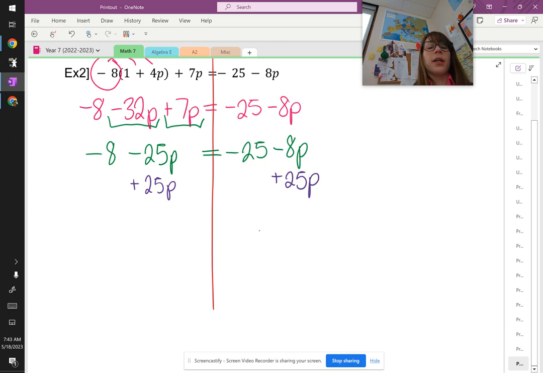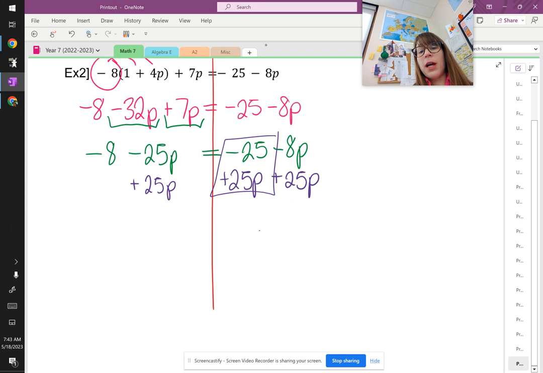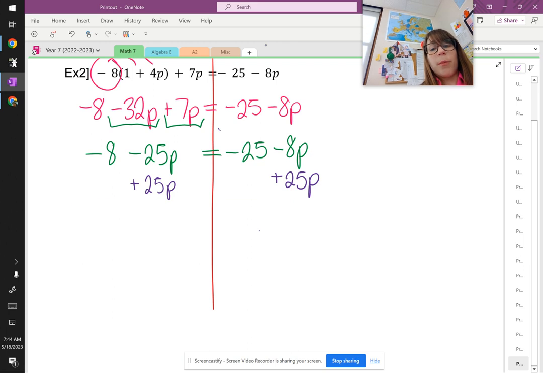Now I want to be clear here. I'm writing the plus 25p underneath the negative 8p and not underneath the 25, even though that might be tempting because they both have 25s. Because negative 25 and 25p are not like terms. We cannot combine those. They do not have the same variables. So that is problematic there.